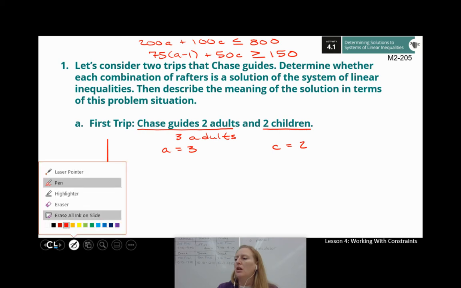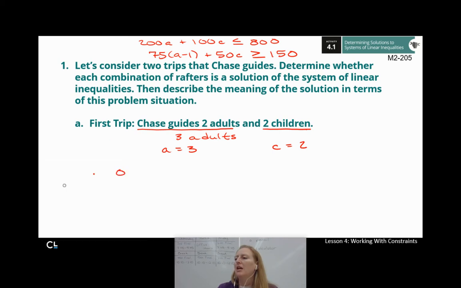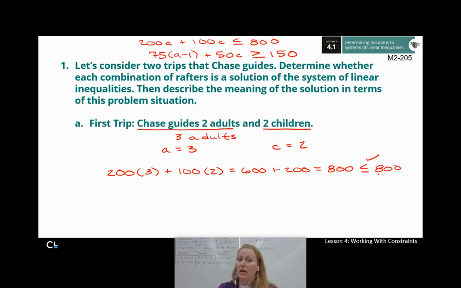So I'm just going to plug into each one. 200 times 3, because I have 3 adults, plus 100 times 2. I'm going to grab my calculator and do some quick math here. 200 times 3 is, of course, 600, plus 100 times 2, which is 200. And that puts me right at 800. So we're okay because 800 is less than or equal to 800. It's equal to exactly, it's right on it, but we're good. So guiding 2 adults and 2 children works for the first inequality.